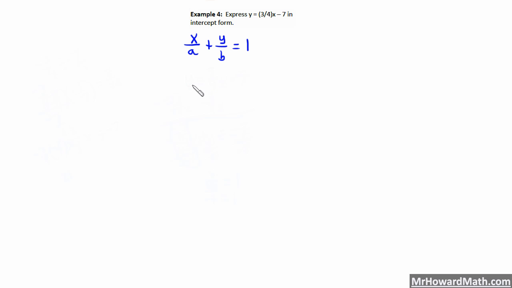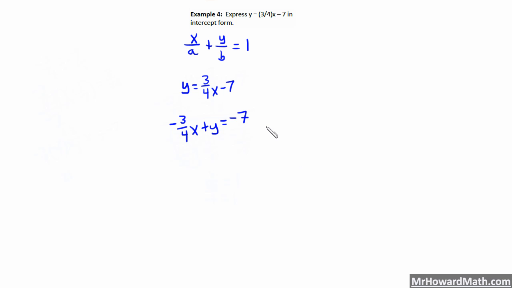Okay, so we have the line y equals 3/4 x minus 7. So the first thing that we need to do to make this look like this is get the x and y terms on the same side. So I'm going to subtract this 3/4 x, and that would give us negative 3/4 x plus y equals negative 7. The next thing that I need to do is, notice here, I need a 1 right there, so I've got to make that negative 7 equal to 1.